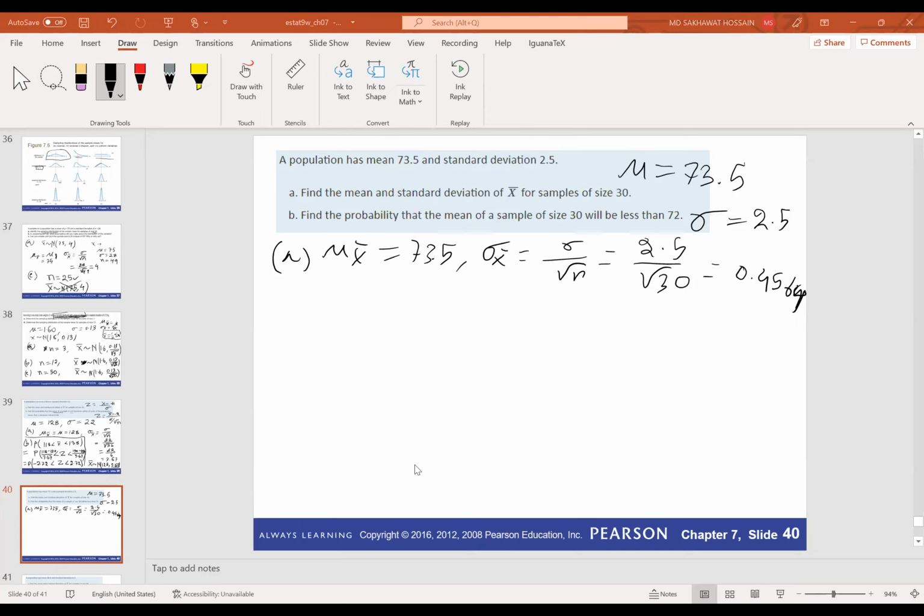Yeah, that's the probability point. Yeah, that's the probability 0.9934. Yeah, for the previous one, the probability was 0.9934. That's correct. Yeah, so we have the mean and standard deviation.